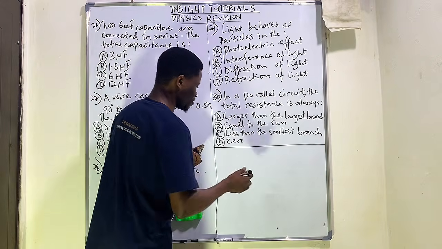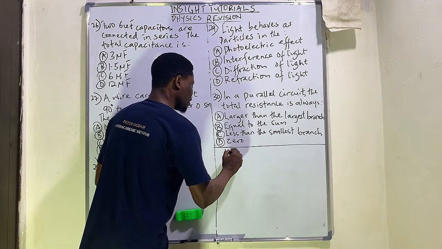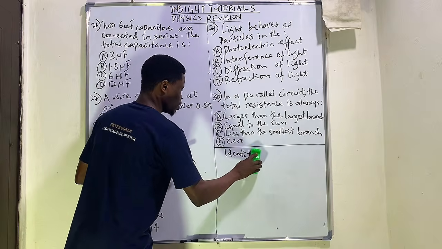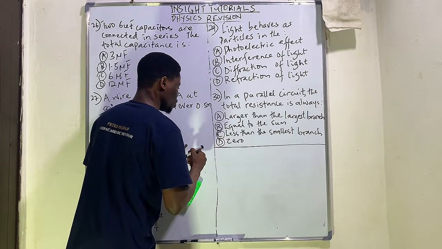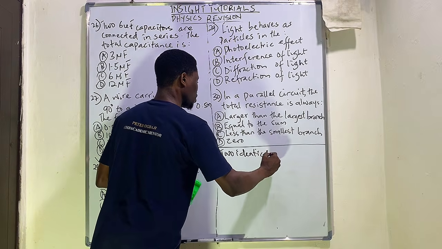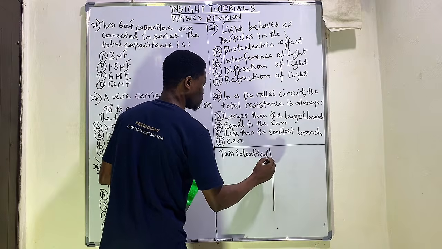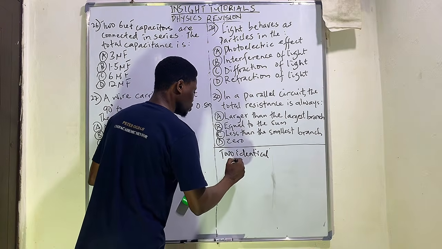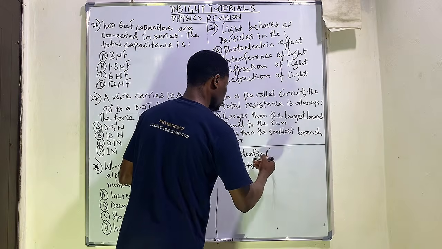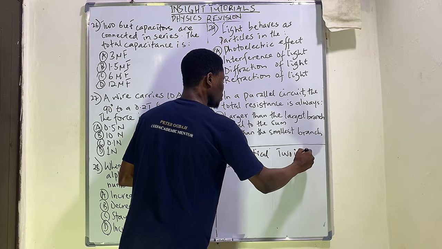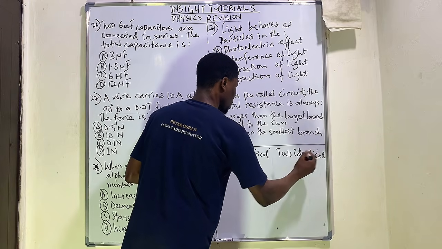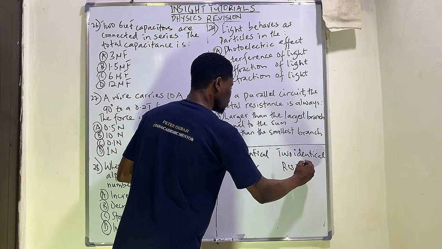Now, let me write this down. Identical connections. Let me quickly make this. So if we have two identical, let's say this is a capacitor, we have two, because you need to know this difference is very important. Identical resistors.